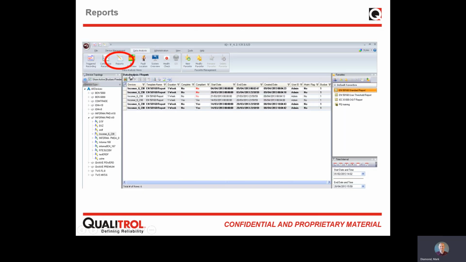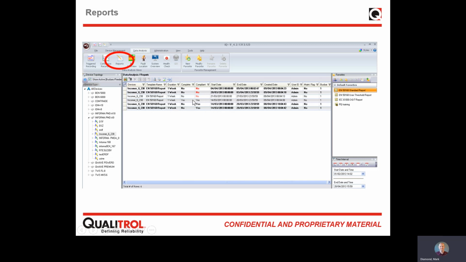Another piece in the software which we look at is reports. And this is where we're looking at an EN 50160 report, and this is automatically generated every week. So you can see here back on the 14th, it's two busbars, and then on the 21st it's reported, and then the 28th reported. So every week it's generating this report.